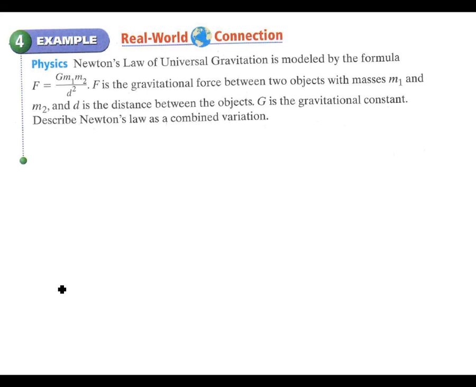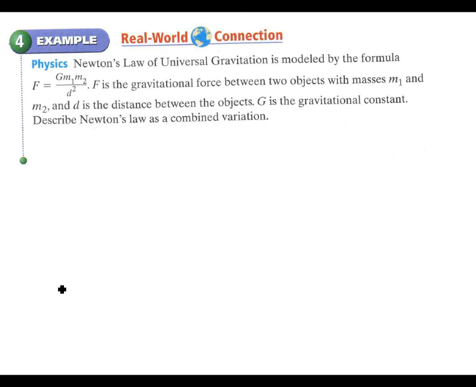So let's take a look at an example problem. Newton's law of universal gravitation is modeled by our formula here, G mass 1 mass 2 over distance squared. Right? F is the gravitational force between two objects. G is the gravitational constant. Describe Newton's law as combined variation. So we want to put this in words, right?